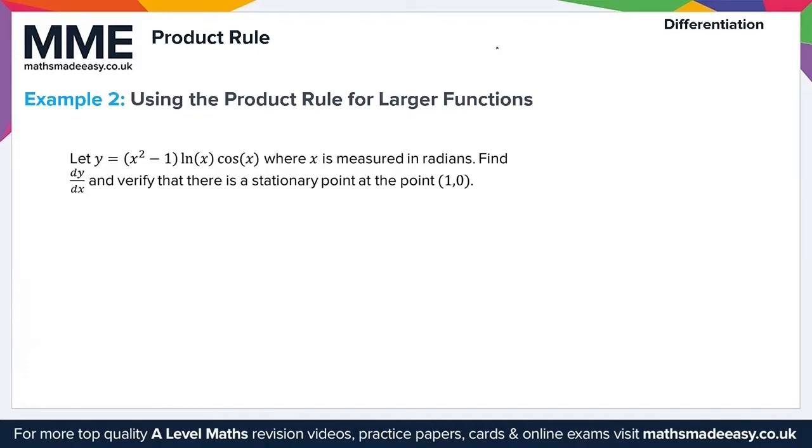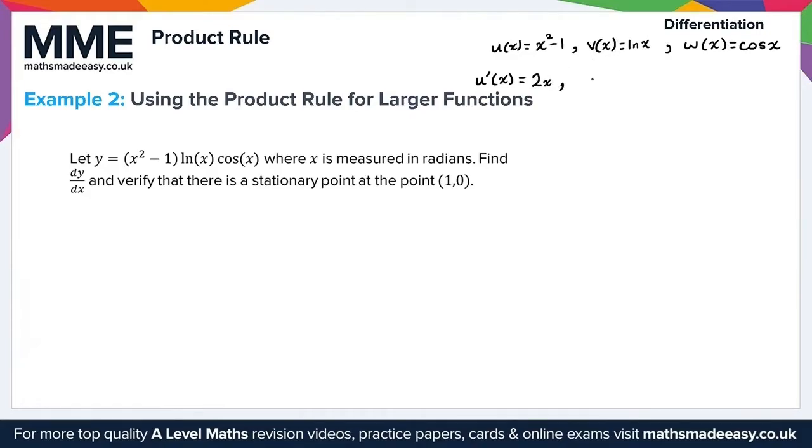So here, let u of x be equal to x squared minus 1. Let v of x be the natural logarithm of x. And finally let w of x be cos x. Okay. Well, in this case here now, if we differentiate each one of these separately with respect to x, my first one here, u prime of x, would simply be the derivative of x squared minus 1 with respect to x, giving us 2x there. Okay.